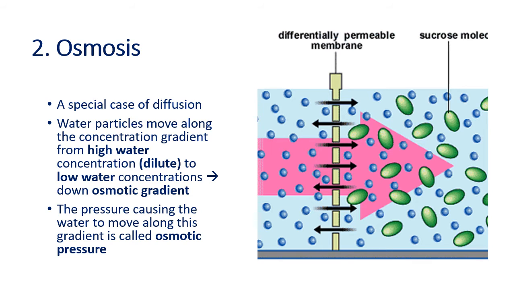We can see on the diagram on the right that on the left side of the differentially permeable membrane, we see a high concentration of water particles. And on the right, we can see that there is some water particles, but there are also some sucrose molecules. Normally, we would expect that the sucrose molecules would diffuse by simple diffusion from the right side to the left, but as they are unable to diffuse across the membrane, the water will diffuse from the left side to the right to reach equilibrium.